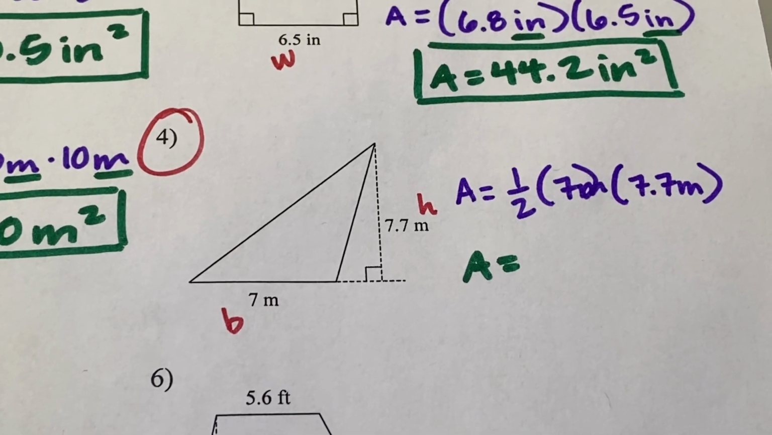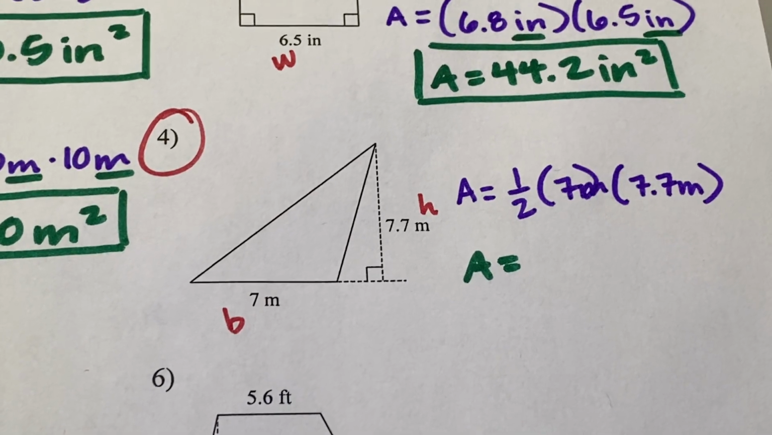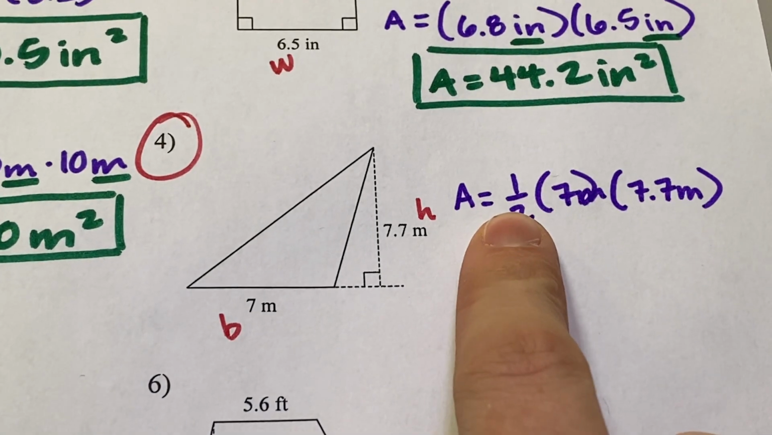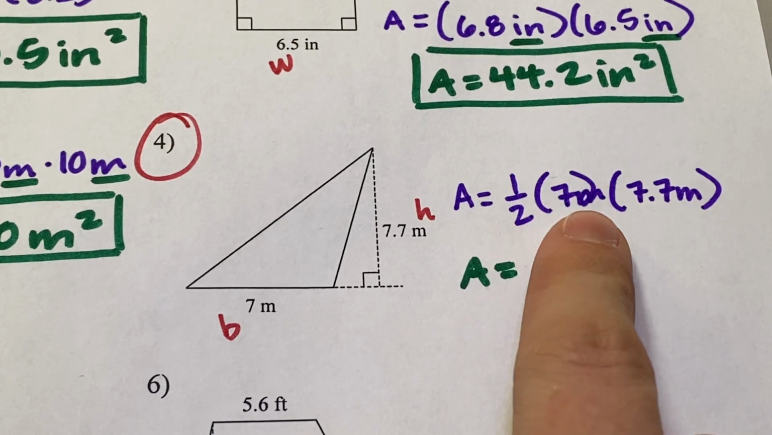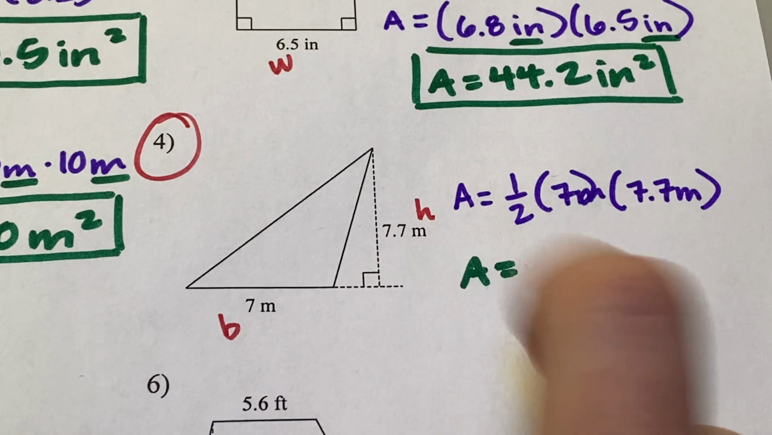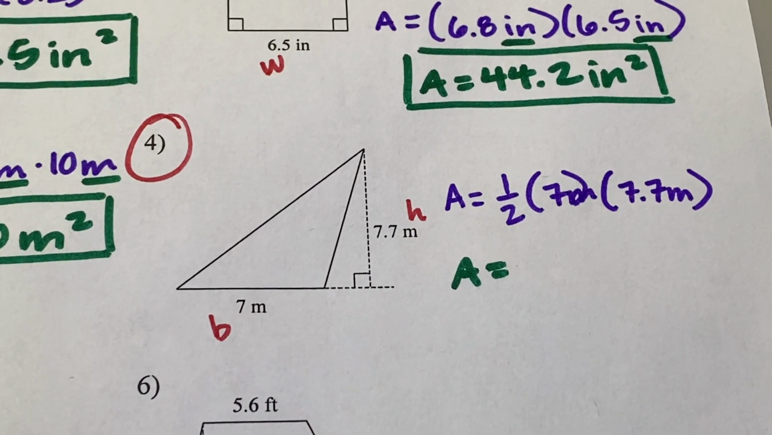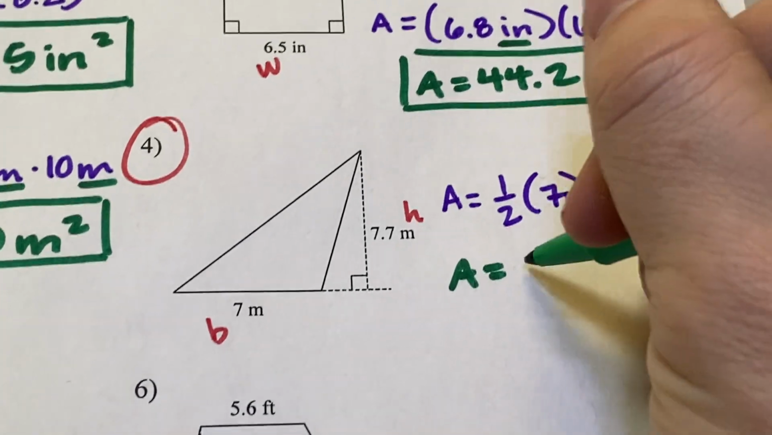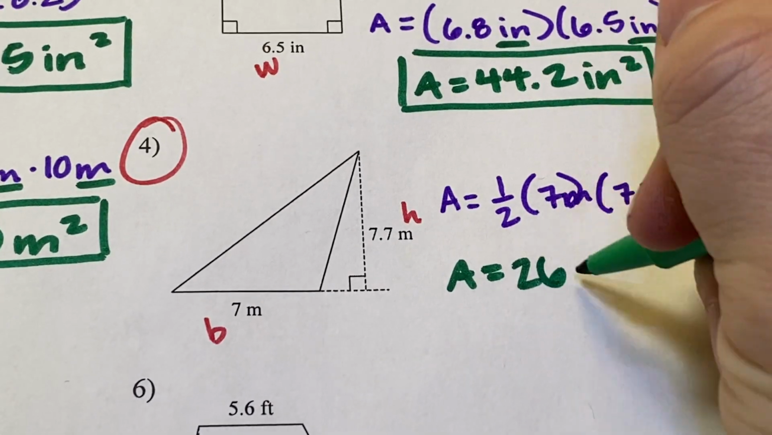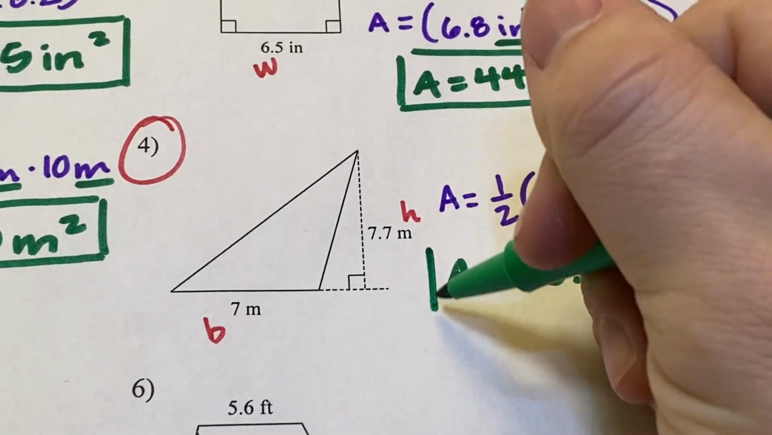Okay, even if you're not quite there, even if you're still punching in your calculator. Ooh, wait, I didn't give you the answer. Okay, so 1/2, right? It's a triangle. Sorry, I made this a little messy. 7 meters times 7.7 meters. Base times your height. Okay, raise your hand. What did you get, Kaylee? 26.95. I agree. Meters squared.